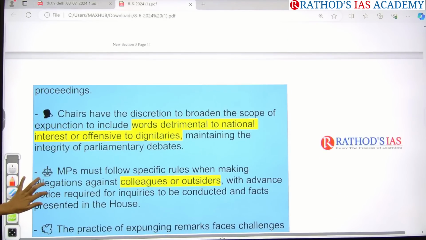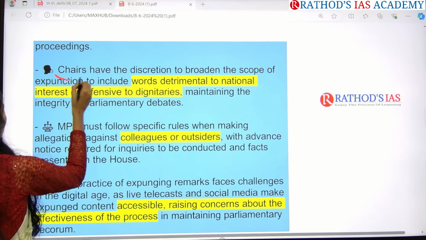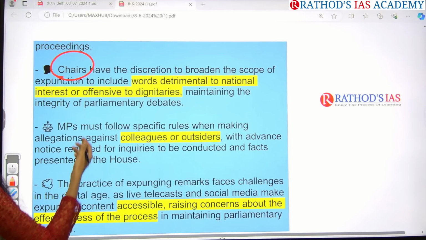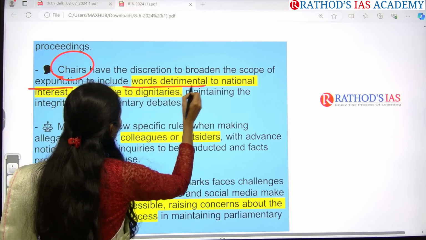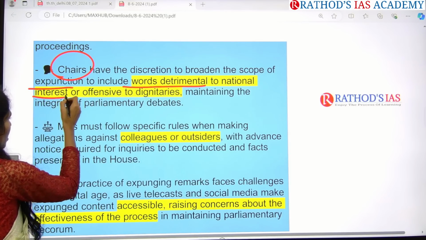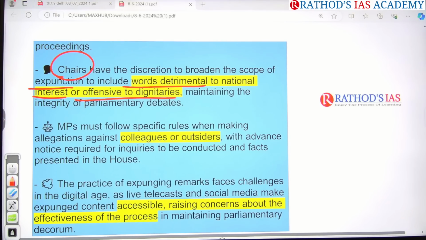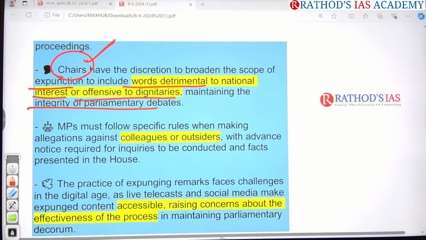And here you have to see where this is written. The presiding officers who chair that house have the scope of expunction to remove words which are detrimental to national interest or offensive to dignitaries, and to maintain the integrity of parliamentary debates. Yes, they have this exclusive power. That is what is mainly said here.